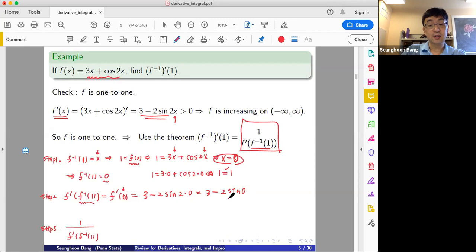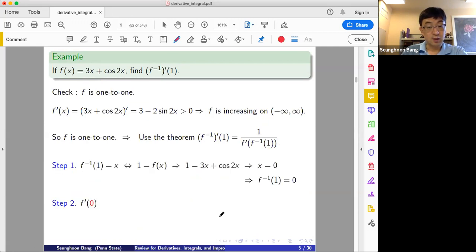So what is sine of 0? Could you write your answer on the chat board? What is sine of 0? Yep, sine of 0 is exactly 0. The answer is 3. The last step is you plug 3 into the whole denominator, so we have 1 over 3. That's it. This is the final answer for solving this problem.